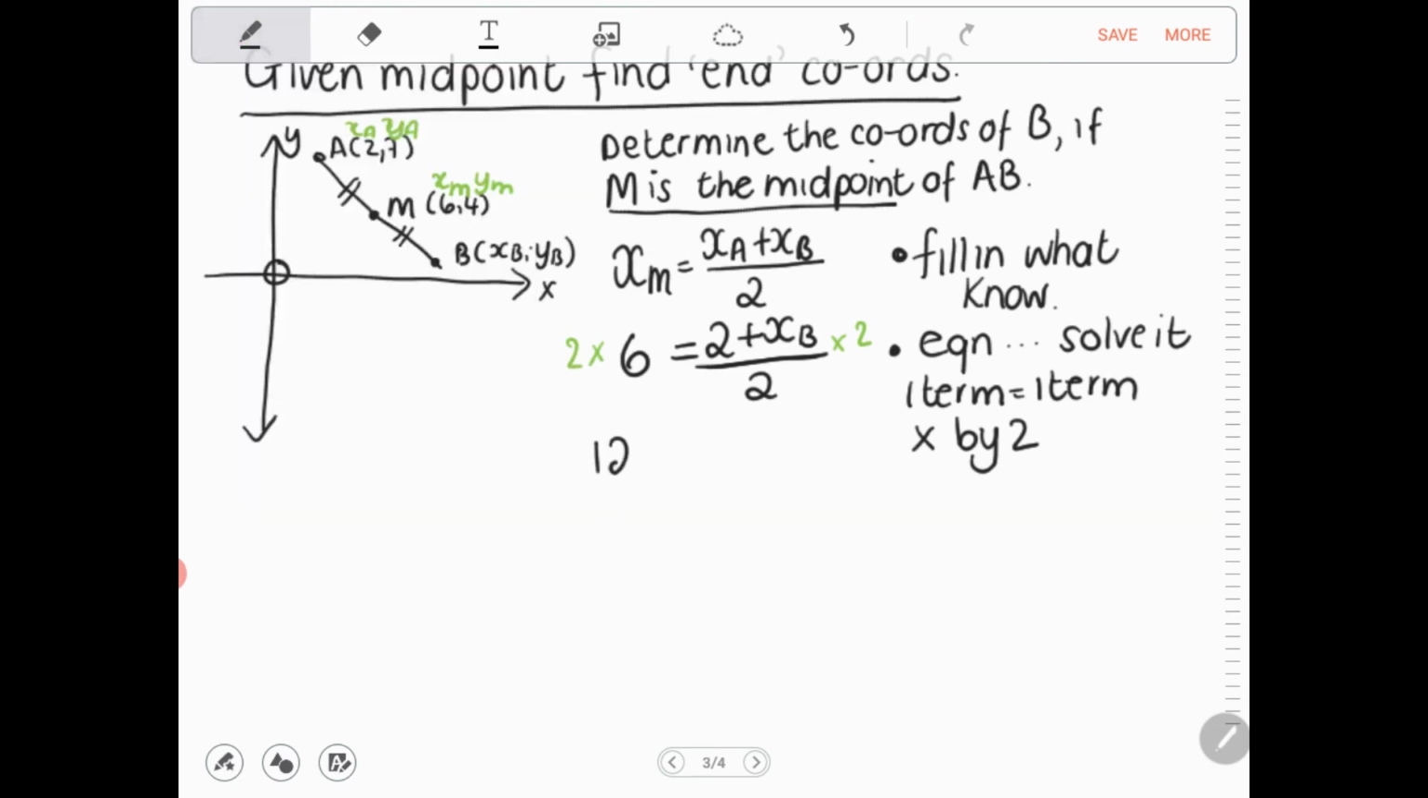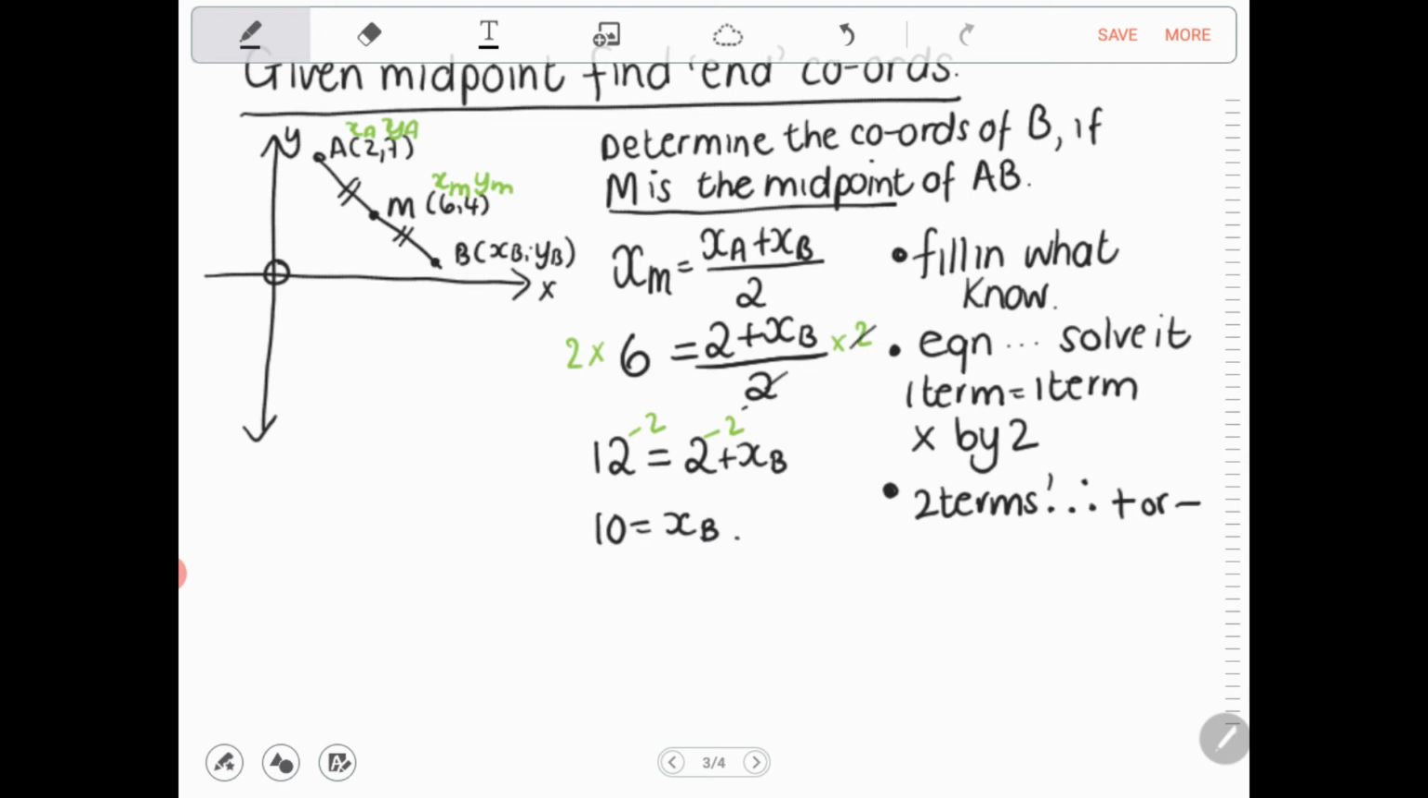All right, so 12 is going to be equal to, and that 2 would obviously cancel, 2 plus the x at B. Now there are 2 terms, so we have to add or subtract. Because we've got 2 terms on this side, we need to add or subtract to get the x of B alone, and we're going to end up subtracting that 2 to get the x at B alone, and 10 is going to be the x at B.